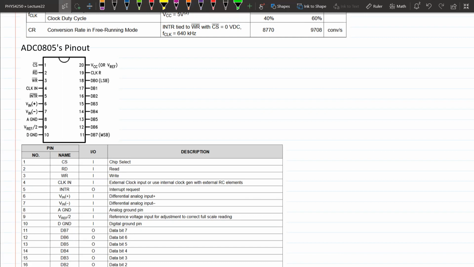V ref divided by 2, you want to set this to 2.5 volts, right? Using a voltage divider, okay? And then all the stuff on the right-hand side is actually all the outputs. So this is the least significant bit. This is the most significant bit.